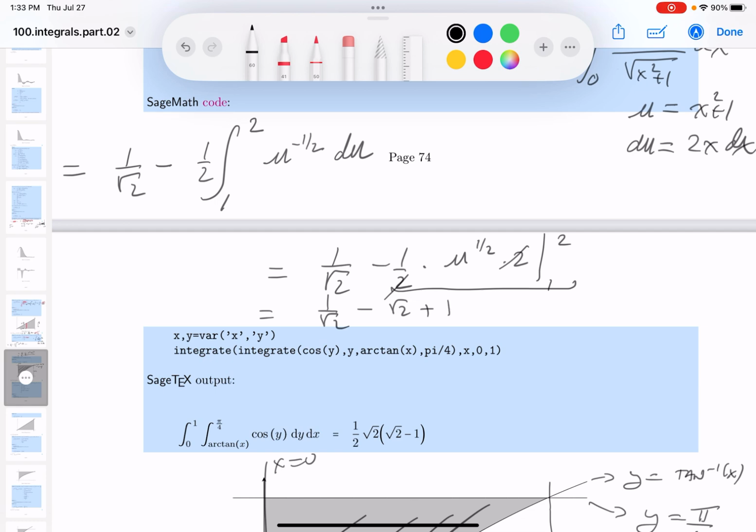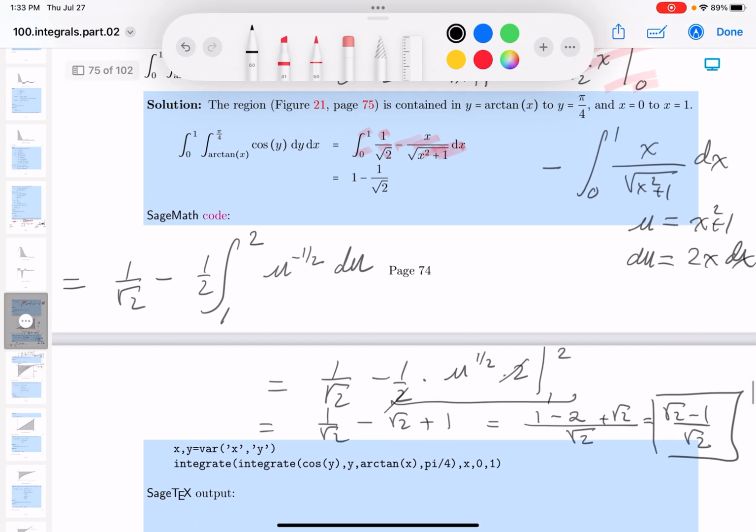All right, so let's kind of simplify this thing. I'm going to write a common denominator of root 2. You would get 1 minus 2, and then you get plus root 2. That's going to be root 2 minus 1 over root 2. Put a box on that. Going to commit that answer.